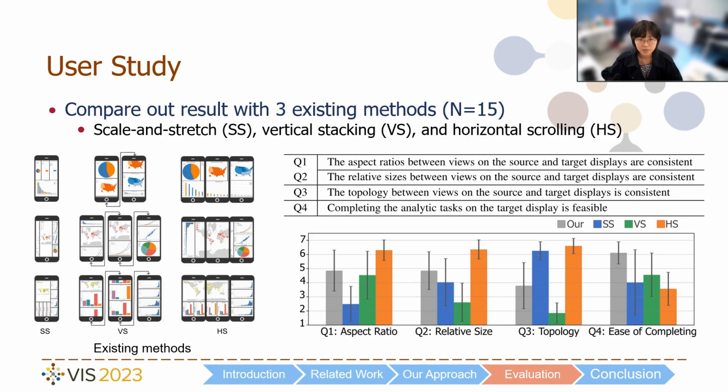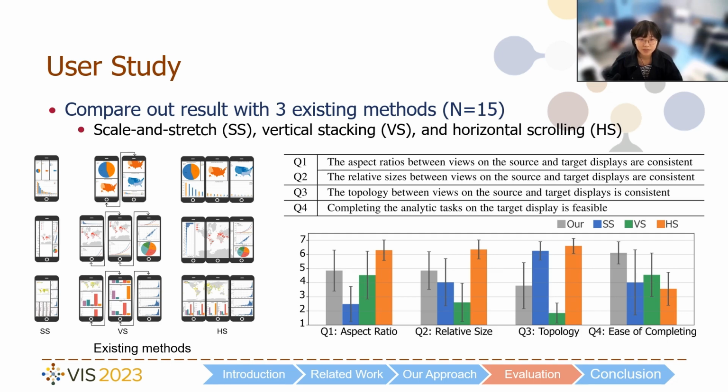We have also conducted a comparative quantitative user study with 3 existing methods involving 15 participants. They are scale and stretch, vertical stacking, and horizontal scrolling. Participants started by familiarizing themselves with a multiple view visualization on the desktop. They then navigated through results from the 4 methods on both smartphones and tablets.